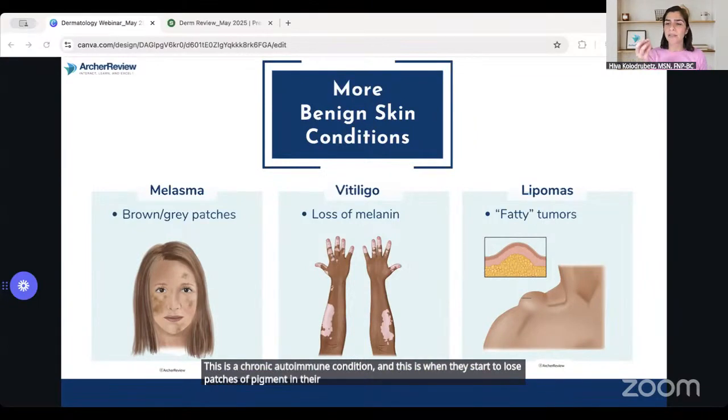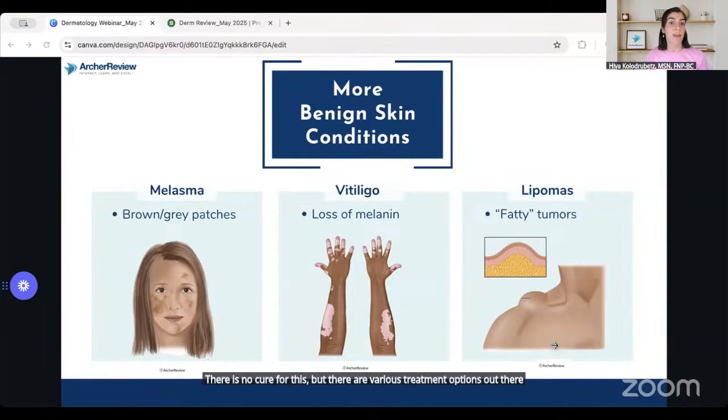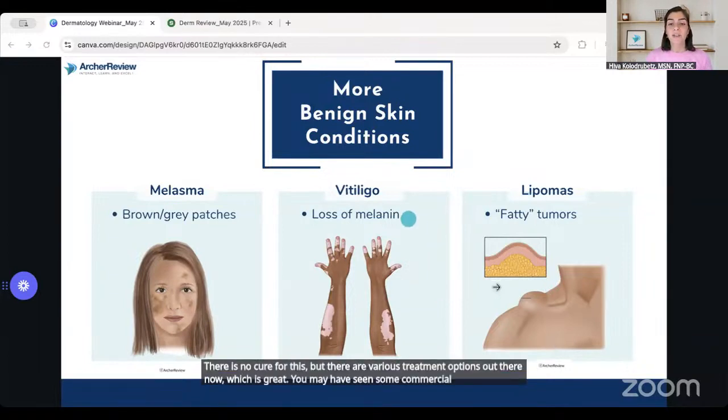So those melanocytes get destroyed, and you start to see these white, light-colored areas. There is no cure for this, but there are various treatment options out there now, which is great. You may have seen some commercials about it. Definitely want to send this patient over to dermatology and see what kind of treatment options they can offer them.